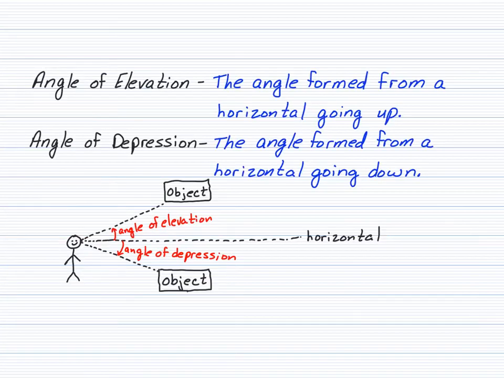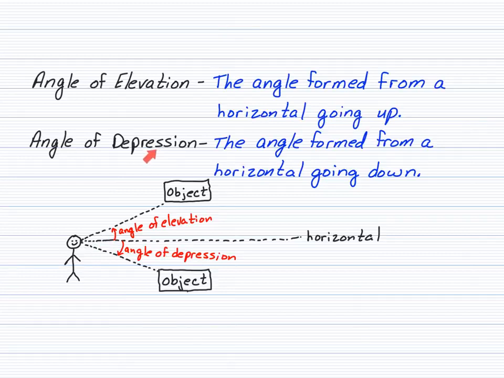So now we're going to be looking at some terminology that's going to be used in your application problems. The main terms you're going to be looking at are angle of elevation and angle of depression, where the angle of elevation is the angle formed from a horizontal line going up. So here is your angle of elevation. Here's your horizontal line. So if you look up, that angle is your angle of elevation.